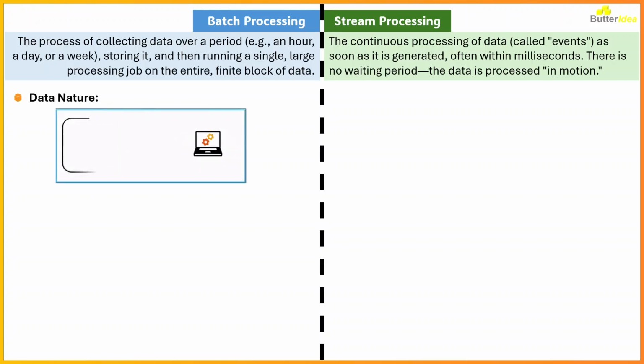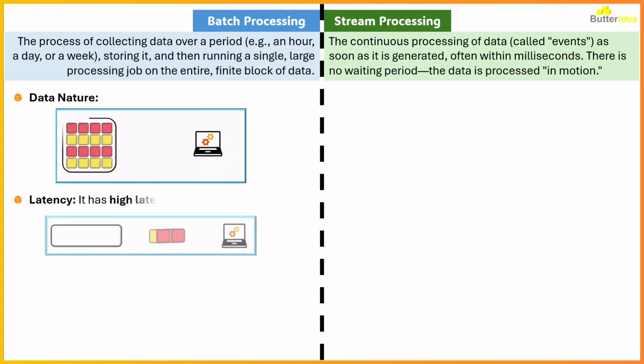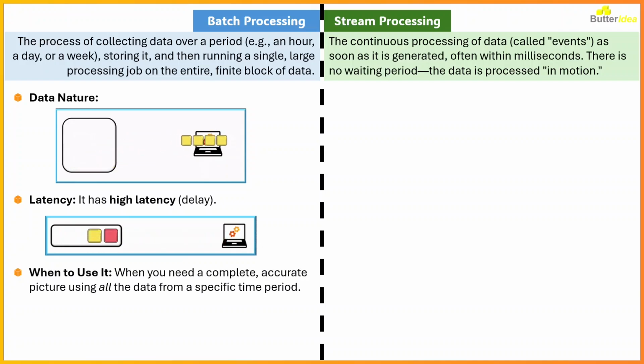Batch data is considered bounded, meaning it has a clear start and end. Typically, batch processing has high latency because the system waits until the entire batch is collected before starting processing. Batch processing is ideal when you need a complete and accurate view of all data for a specific time period.